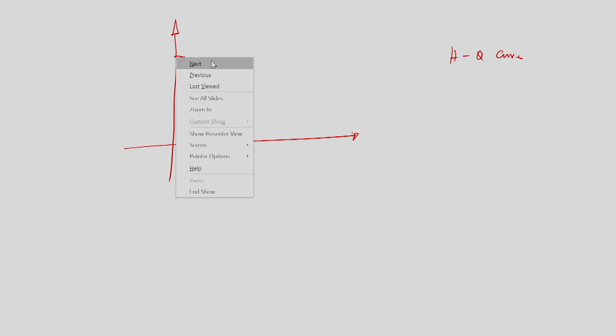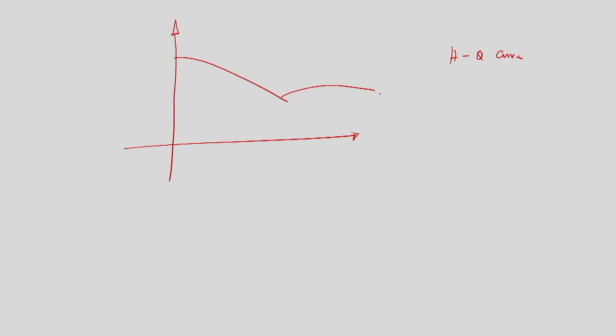Okay. Now, we will discuss the pump characteristics curve, the H-Q curve, that I have discussed. If I plot the experimental data, I will get the pump H-Q curve like this. So, this is Q and this is H. So, this is the H-Q curve.